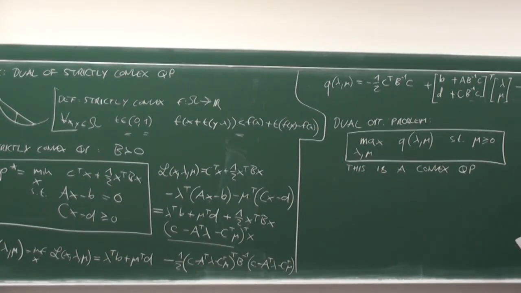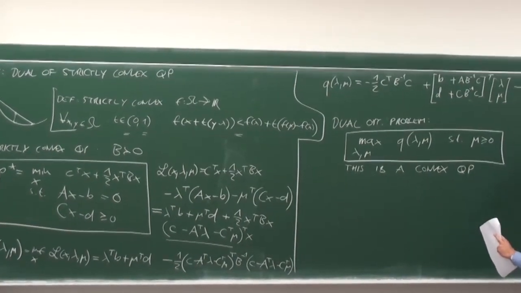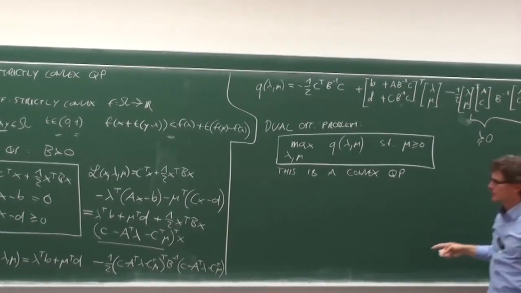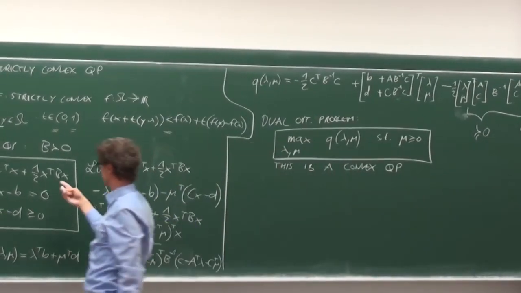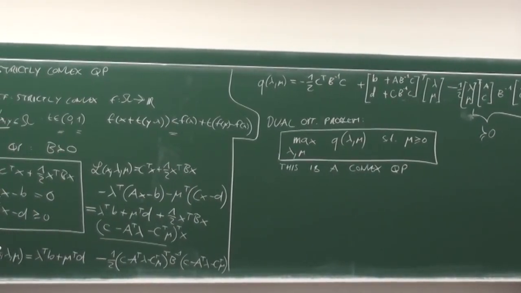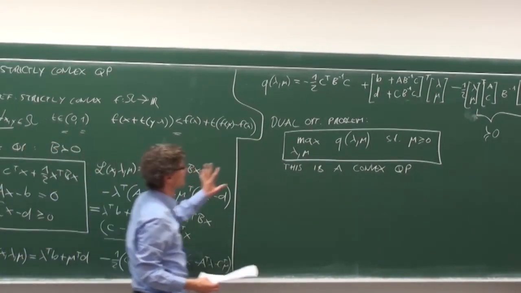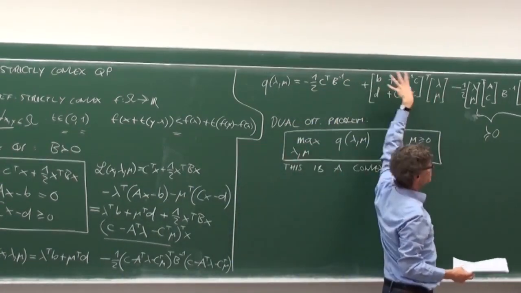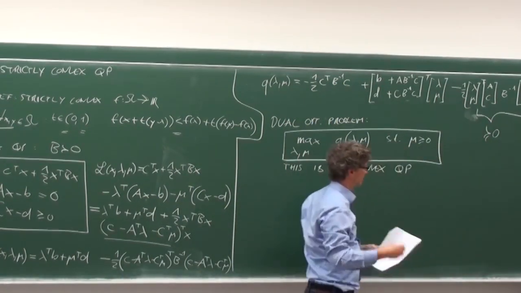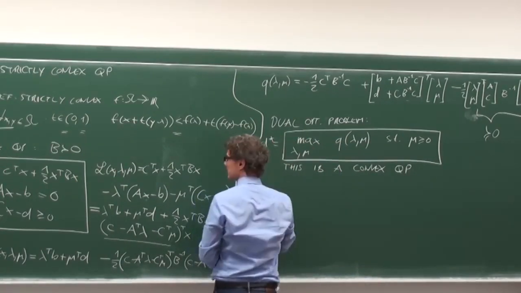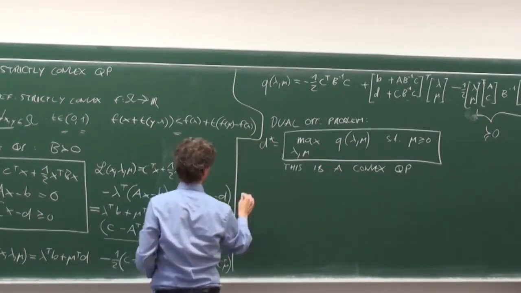So if you would see this QP, it's in variables lambda and mu, completely different than the original one, which was in variables x. And you see that also the locations of C and B and A and D and so on are intermixed at very different places. But because of strong duality, we know that this value, D star, is equal to P star.